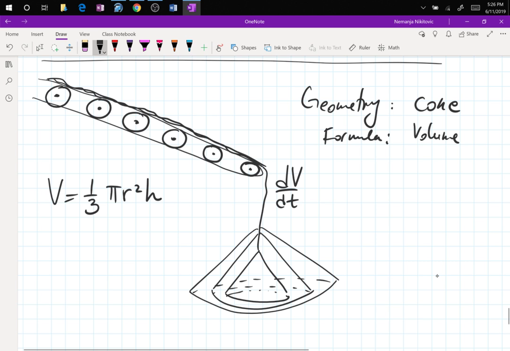So volume formula is this. Remember what we need to do before we differentiate. We have to sit there and think hard. What are the variables and what are the constants?